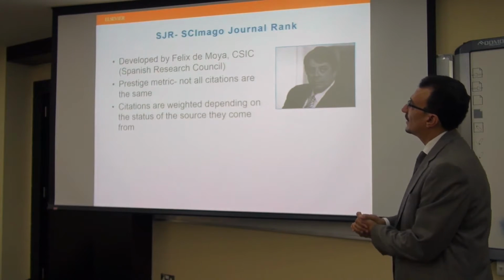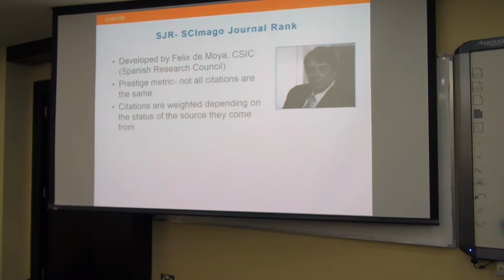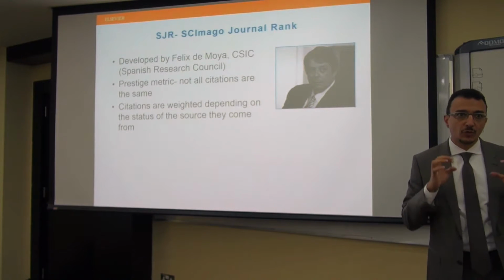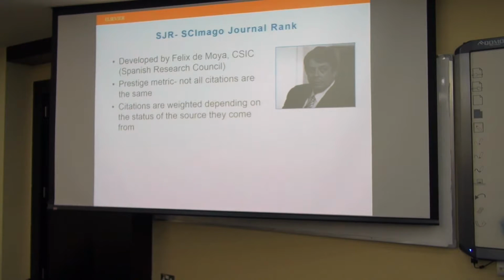The third one is SJR, or SCImago Journal Rank, which we call the prestige metric. It looks at the prestige or the importance of the journal which is citing an article. So, for example, if we talk about a journal like Nature, and a journal like, if I have Wael Mansour journal, then if a citation goes to your article from my journal or from Nature, definitely the weight of the citation coming from Nature is much, much higher. This is the concept of SJR, and it is normalized as well.